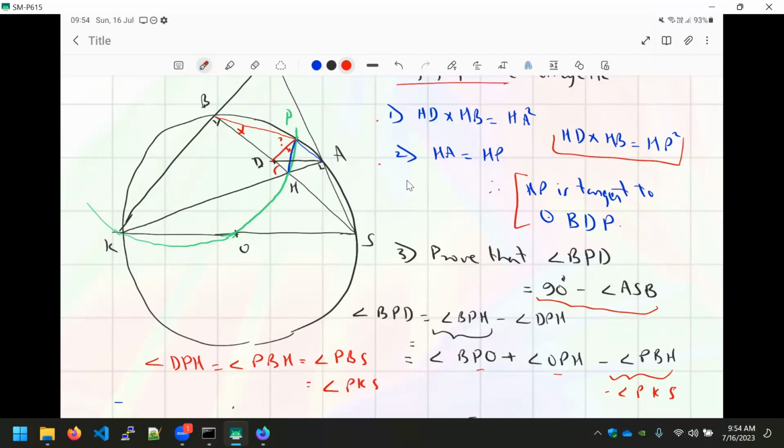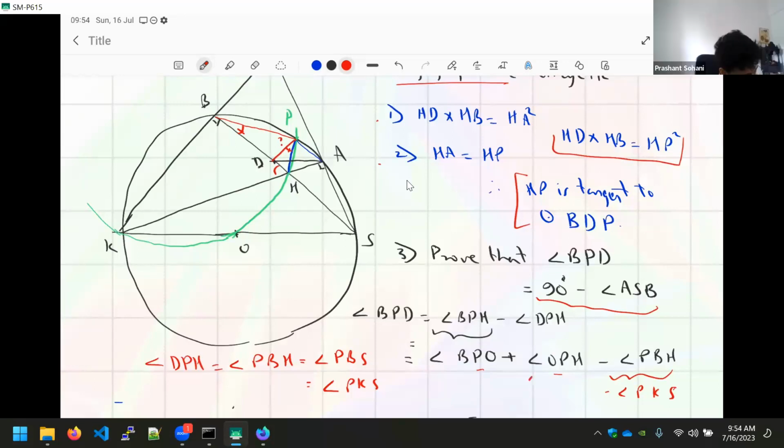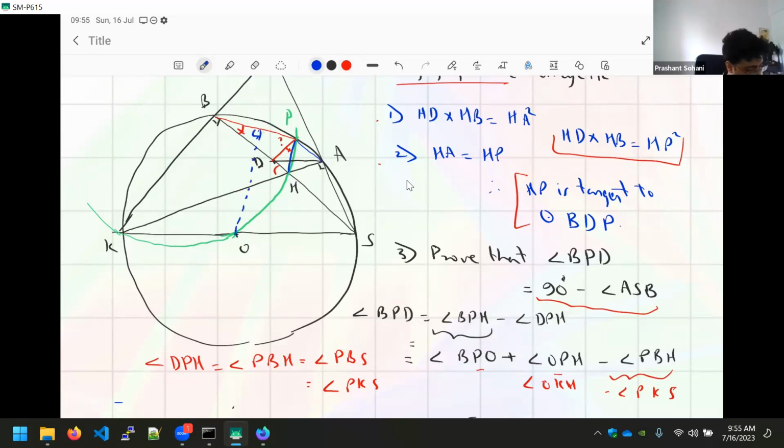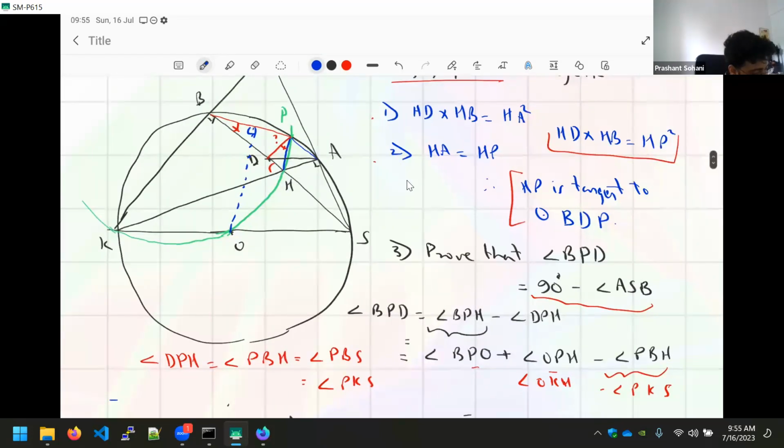Yes, sir. So angle OPH is equal to angle OKH. Correct. So this is equal to OKH. And angle BPO, we can use that O is a center. Yes, correct. And so I'll just draw the fact that BOP is isosceles. If I just consider the altitude, I have a 90-degree angle over here. And so BPO can be written as 90 minus that middle angle.